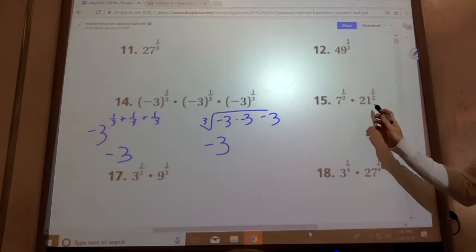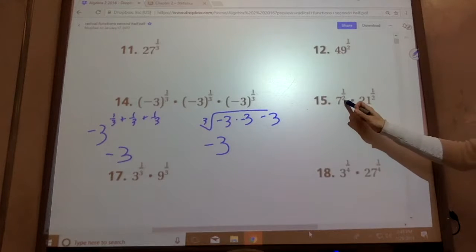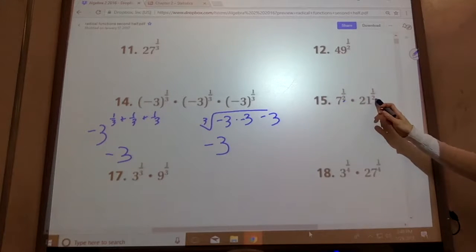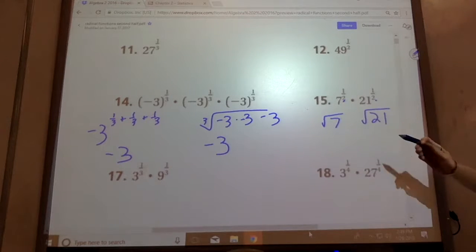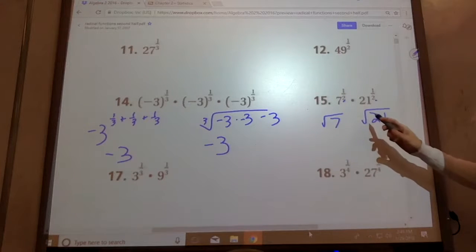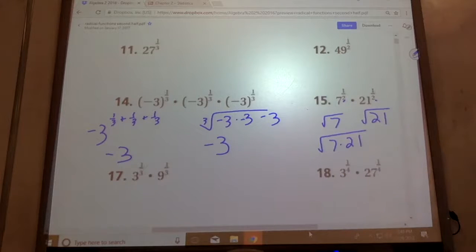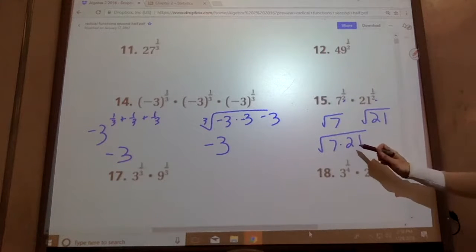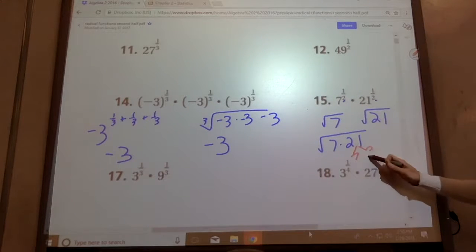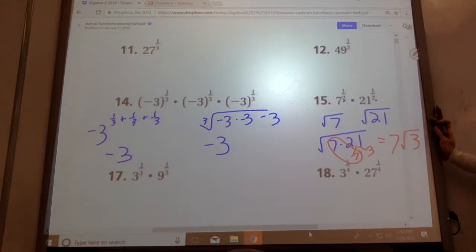Okay. But 15, there's only one way to solve it. Do I have same bases or same indexes? Same indexes. See how that's both squared? These are both going to be square root. Square root 7, square root 21. Now that they're both square roots, I can combine them together and say square root of 7 times 21, whatever that is, but I wouldn't do that because I'm going to have to break it down anyways. So 7, 21, and 21 is 7 and 3. There's 2 7s. I can take 1 out. So 7 square root 3. Then it's simplified.